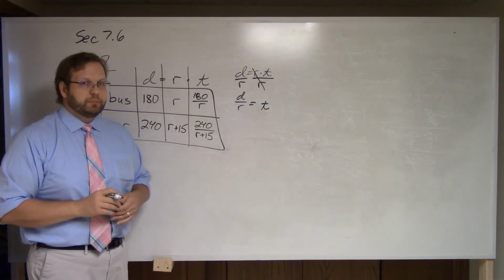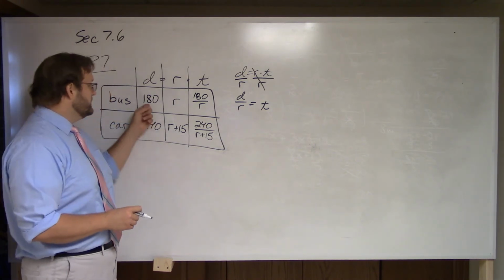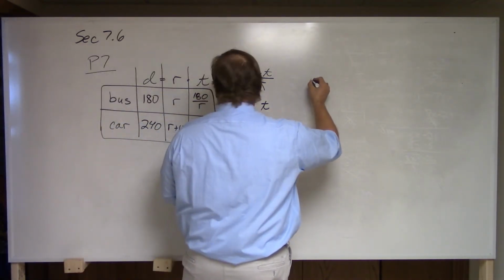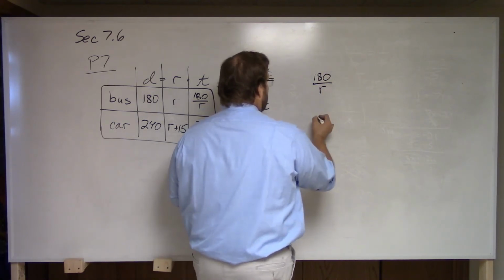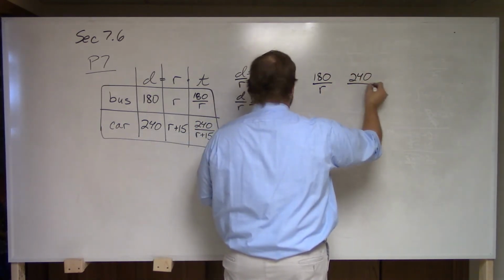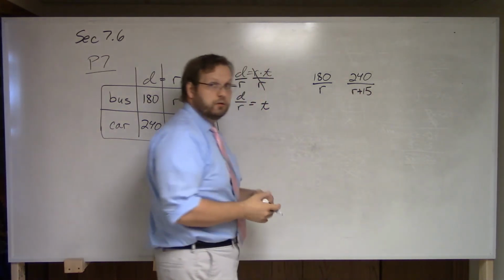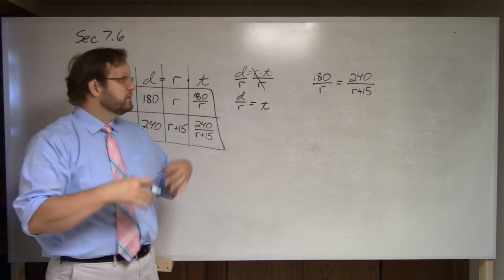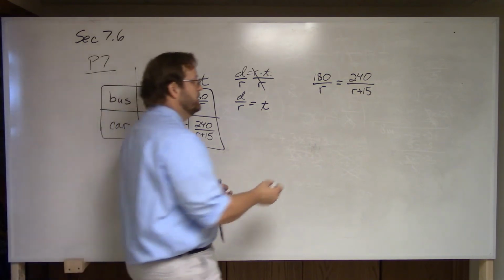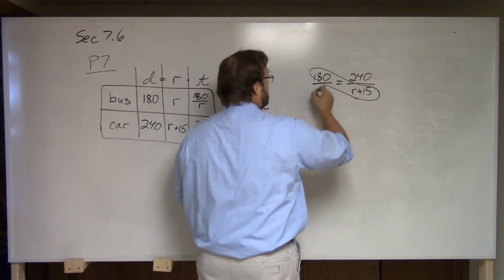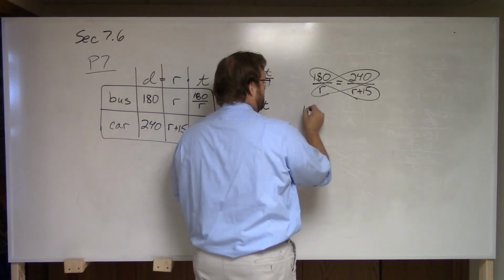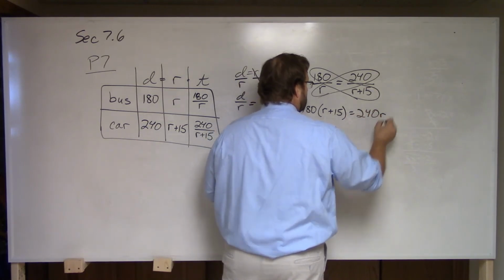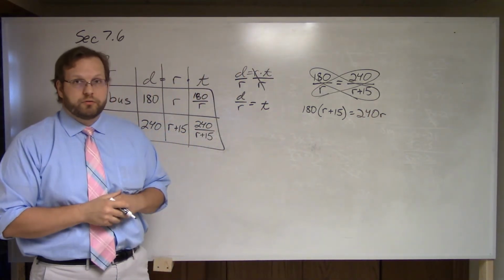Now they did mention a little bit about the time. They said that these distances were covered in the same amount of time. So if I know that the time for the bus is 180 over r, and the time for the car is 240 over r plus 15, those times better be the same. And now we have just a basic proportion that we can solve. So I'm going to cross multiply. We have 180 times r plus 15, and we have 240 times r. And now we work through it from there.